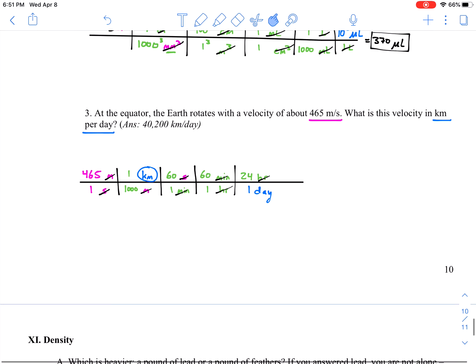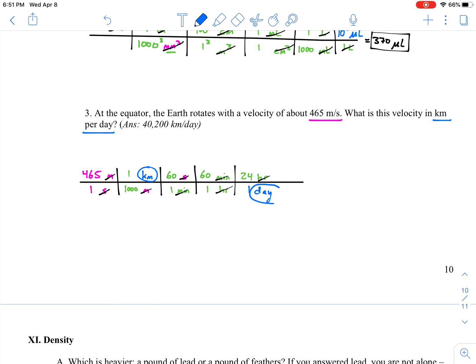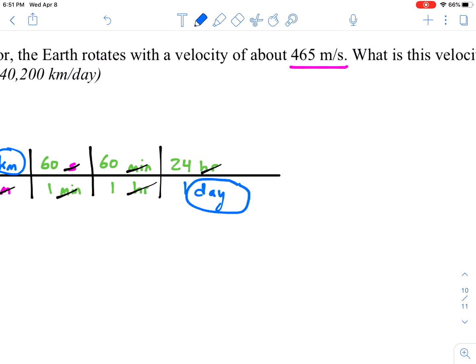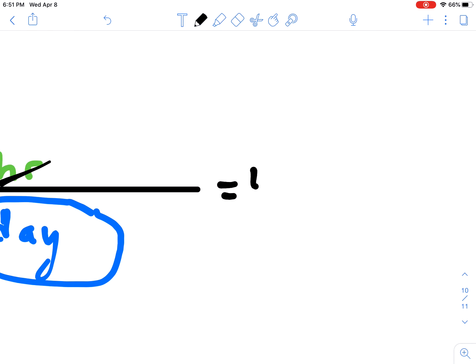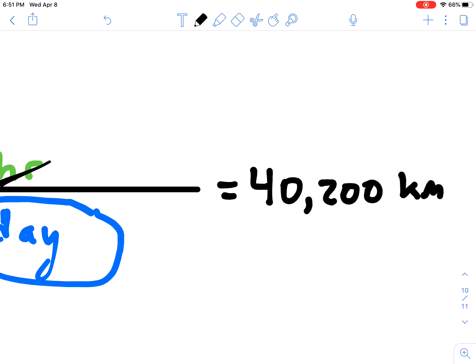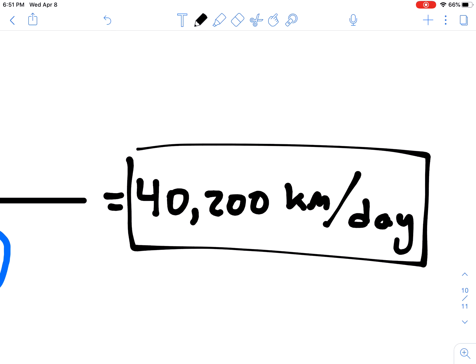This is really a good place to be because we have kilometers on top, it's not canceled out. We have days on the bottom, it's not canceled out. And we want kilometers per day as our final unit. So everything else works the same. We multiply the numerator, multiply the bottom, which is the denominator, and divide. And ultimately, you will get an answer here of 40,200 kilometers per day, which happens to be about the distance of around the Earth at the equator, right? Because the equator goes around once a day, the same spot does.